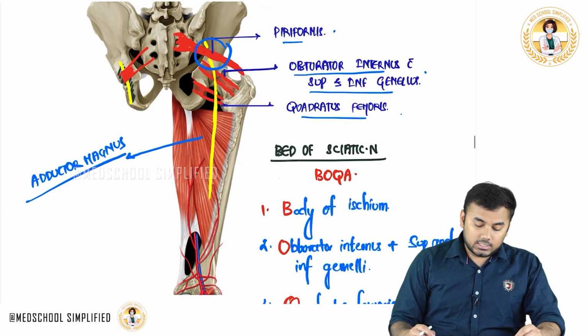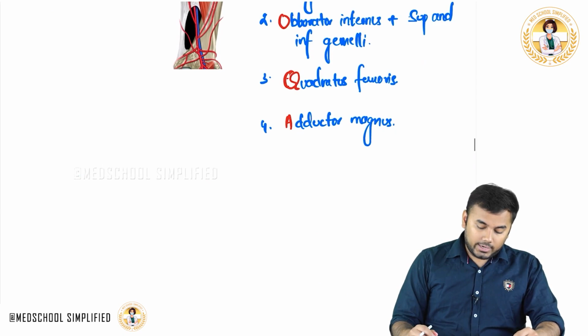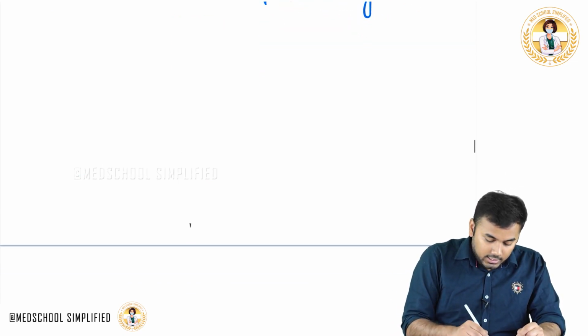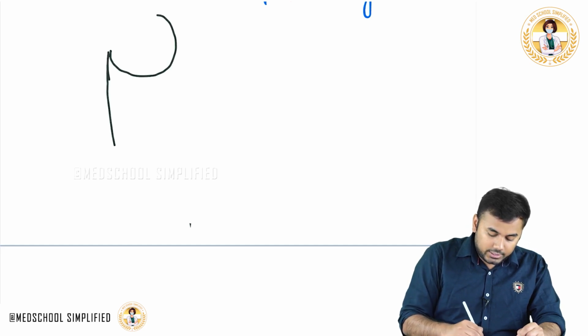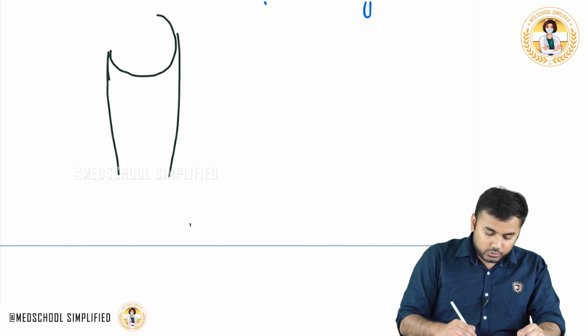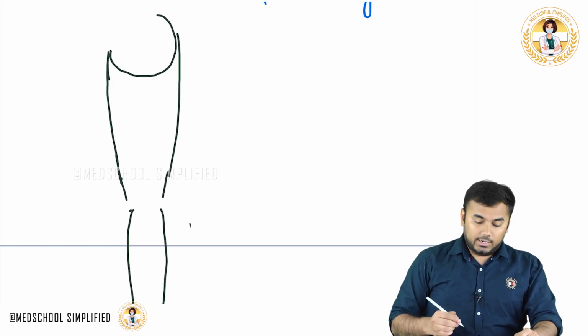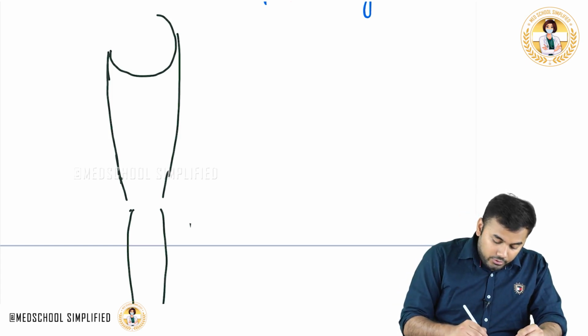What are the structures that are passing above the sciatic nerve? So all of you look at this picture which I am drawing here. All of you just concentrate on this picture. Let us say this is the posterior region of your thigh, and down here you have got your leg. Second important thing is that all of you know you have got a muscle like this, right?